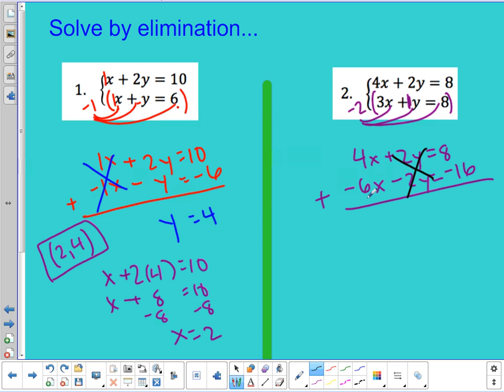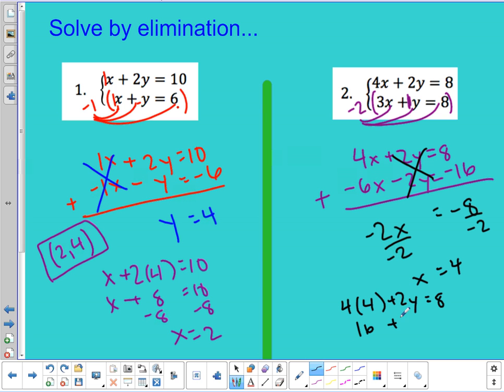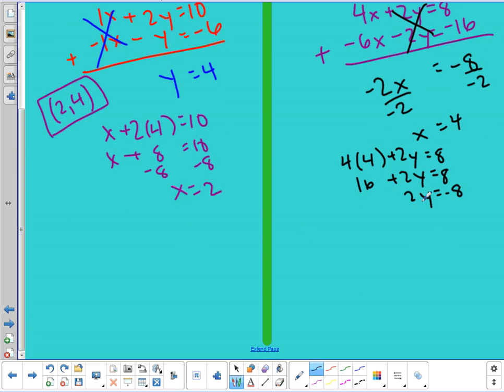Then when I add my x terms, 4 minus 6 is negative 2x, 8 minus 16 is negative 8, and divide by that negative 2, cancel that. So x is equal to positive 4. Then I need to go back and get y, so I'm going to just plug it into the top equation. 4 times 4 plus 2y equals 8. That's 16 plus 2y equals 8. That's 2y equals negative 8 after I subtract the 16. And then divide by 2, and I get y is equal to negative 4. So my solution here is 4 comma negative 4.